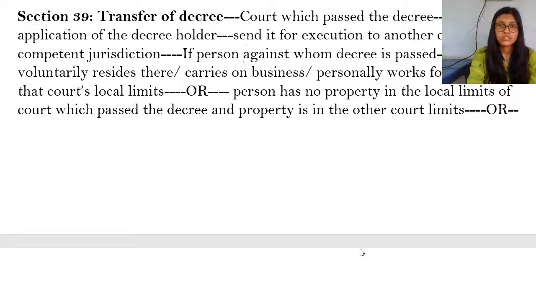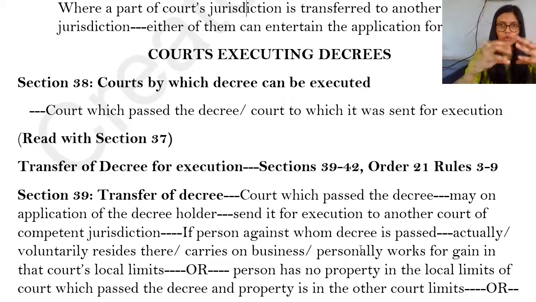Now we'll move on to the first main topic, that is courts executing decrees. Section 38, this will be reading with 37. You have done 37 right now: what is the definition of a court passing a decree? Which courts can execute a decree is dealt under section 38. In section 38, it is given that the court which passed the decree, where you will read section 37, or the court where the decree was sent for execution.